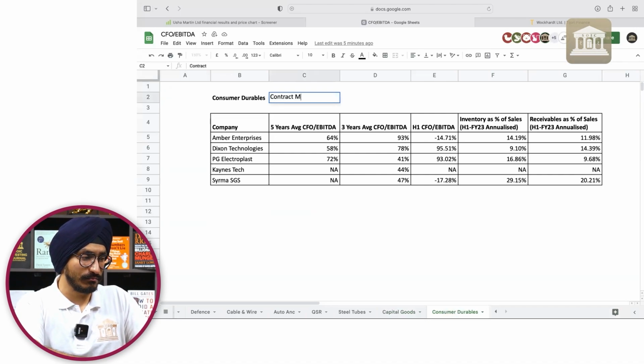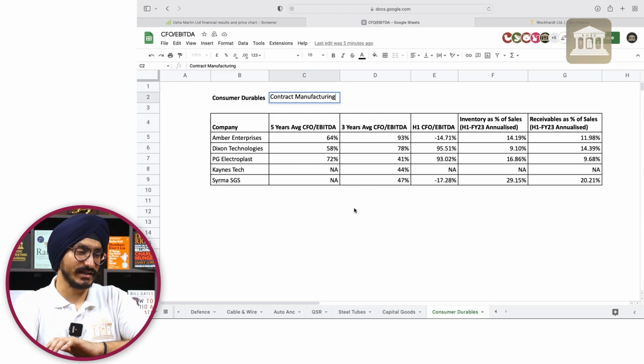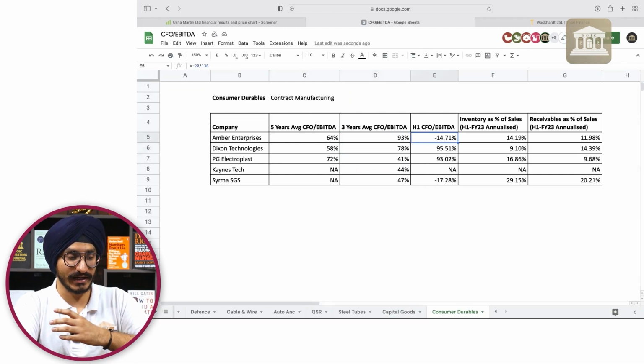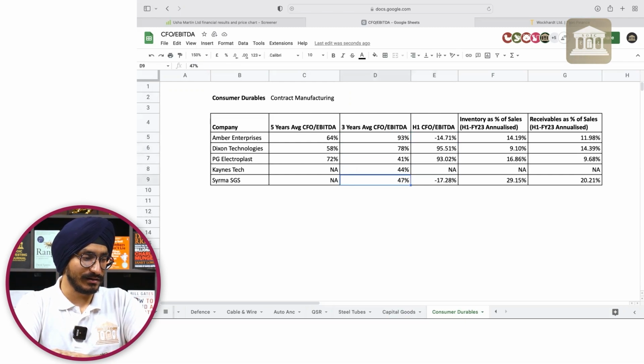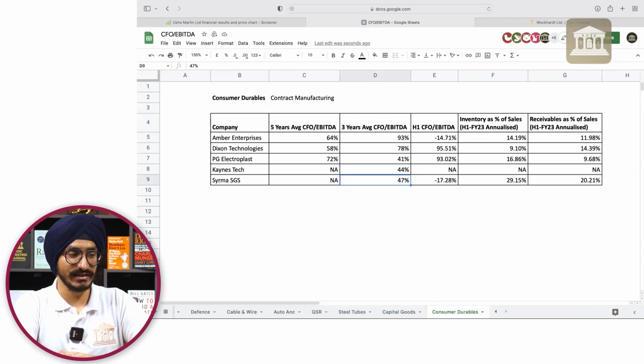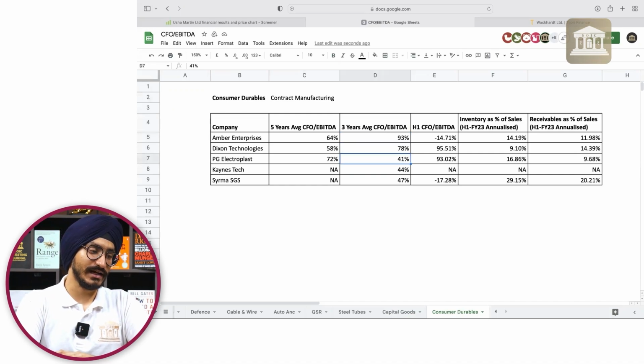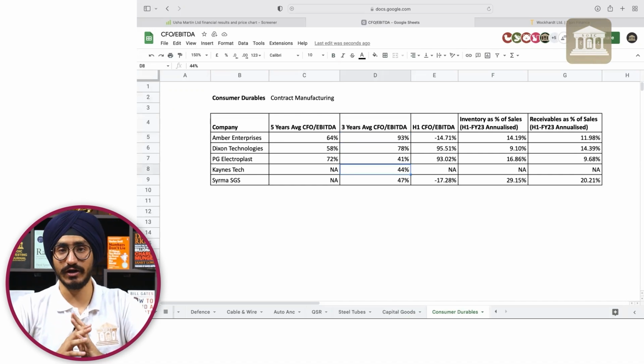Finally, coming to the consumer durables, or the contract manufacturing sector, as I would like to call it. If we just look at the contract manufacturing sector, then you'll find that most of these companies, leaving aside, let's say, the first half of the financial year which wasn't good for them, Syrma also has a 47% CFO to EBITDA conversion ratio for the last 3 years, Amber has 93%, Dixon has 78%, PG Electroplast at 41%, and Kaynes at 44%.